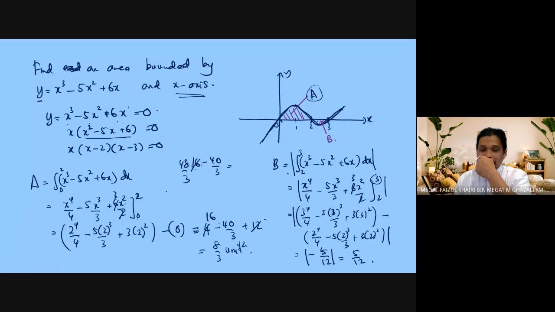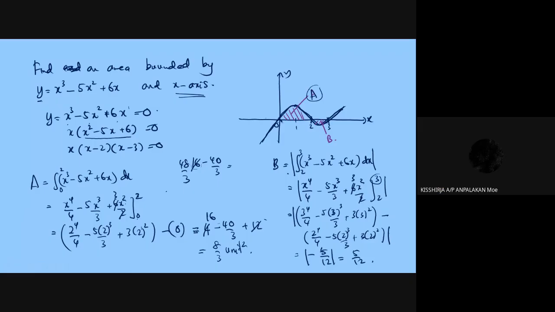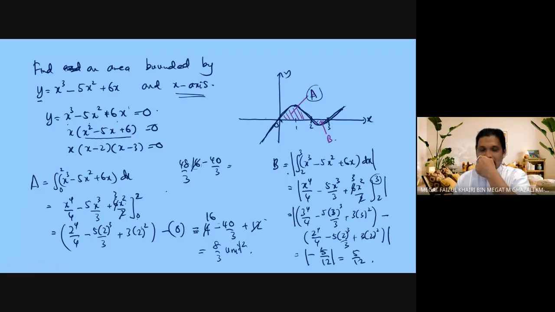Then we must add. Take A plus B, so 8 over 3 plus 5 over 12. Kiki, please be careful: if your answer ends with negative 5 over 12, you write a statement, the area of B is 5 over 12. Or you put a sign of modulus and simply write down 5 over 12 without a statement.